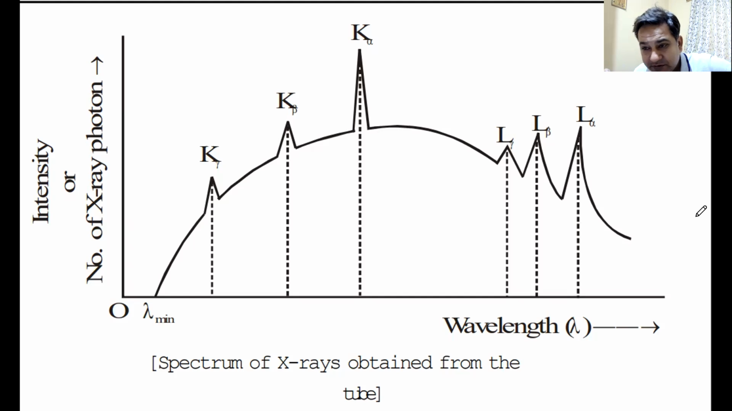Any idea what you understand from this diagram, or you just drew this diagram and said, okay, now God will help us? K alpha has more X-rays or intensity. Straight away you jumped to K alpha because K alpha is the highest. Okay, not bad to start. Why is K alpha highest? Energy of K alpha. Why is it highest?